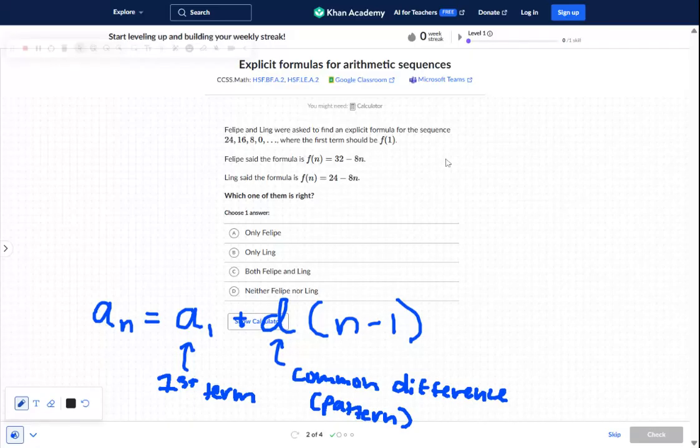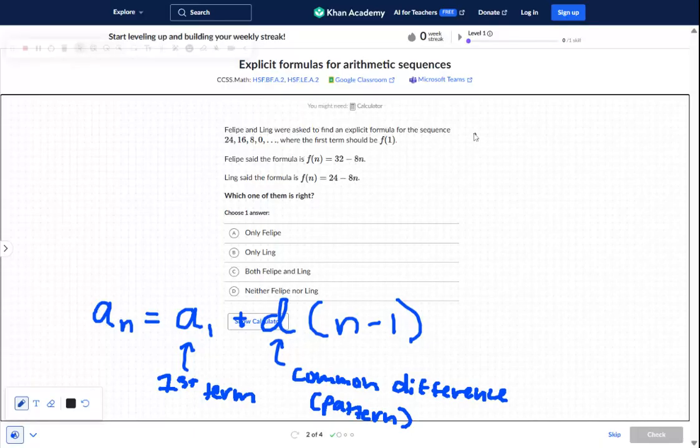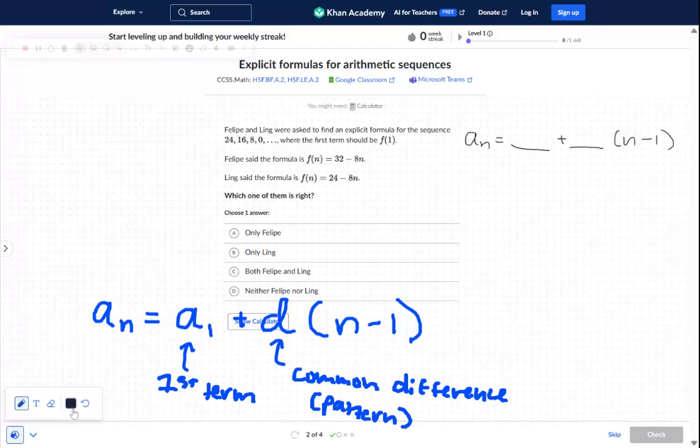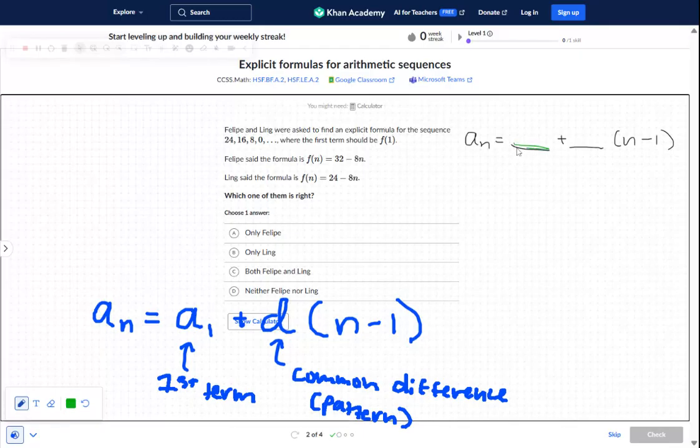So same idea. Just like our title says, tell us the explicit formula. Let's go ahead and try this out. Let's work this out ourselves, because it's kind of hard to determine right now who would be correct. So we've got a sub n equals, again, blank plus blank times n minus 1. Same thing as before. We're going to fill in the blanks.